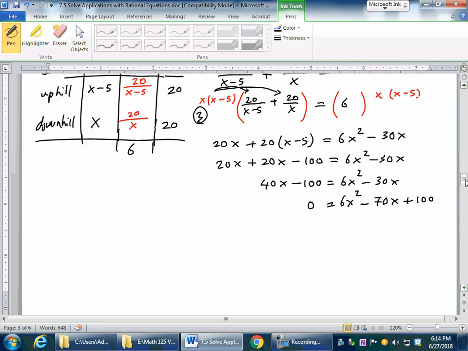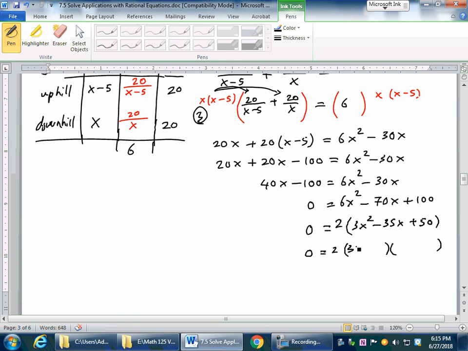Again, as usual, if you can simplify it, that way the numbers will be smaller and easier to continue. Notice that in this everything, 70 and then 100, all of them are divisible by 2. So that means I have a greatest common factor 2. So it will become 3x squared minus 35x plus 50. Now the numbers are smaller, it's much easier to do the factoring.